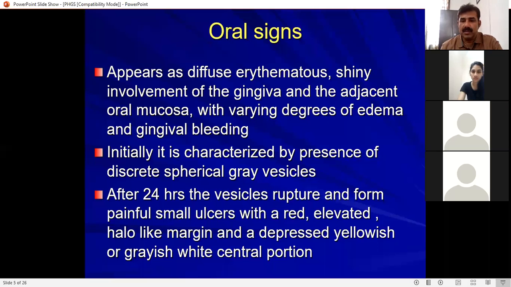Within about 24 hours, these vesicles rupture and they form small painful ulcers with a red elevated halo-like margin with a depressed yellowish or grayish white central portion. So that is what happened. Initially the gingiva becomes red, and later on you may find small vesicles appearing, and then later on, probably after 1 day, these vesicles rupture and it results in painful ulcers.